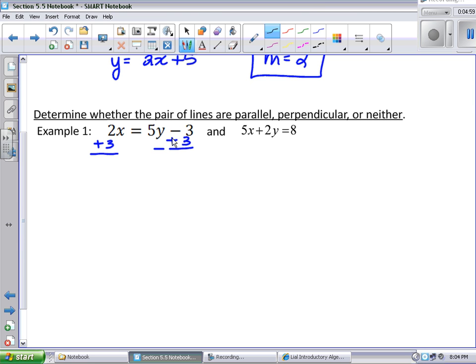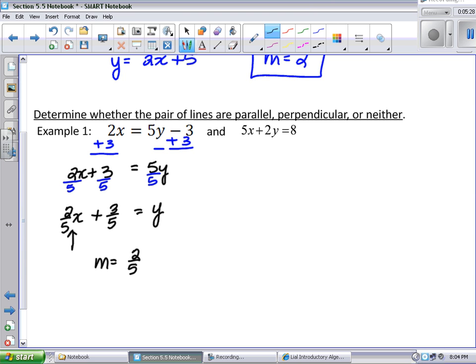giving me 2x plus 3 equals 5y, and then to get y by itself, we need to divide by 5. Dividing the side by 5 is the same as dividing every term by 5. This gives me 2/5 x plus 3/5 equals y. And I can identify the slope. The slope of this line, the coefficient of x, m, is 2/5. We're going to do the same thing with the other line.